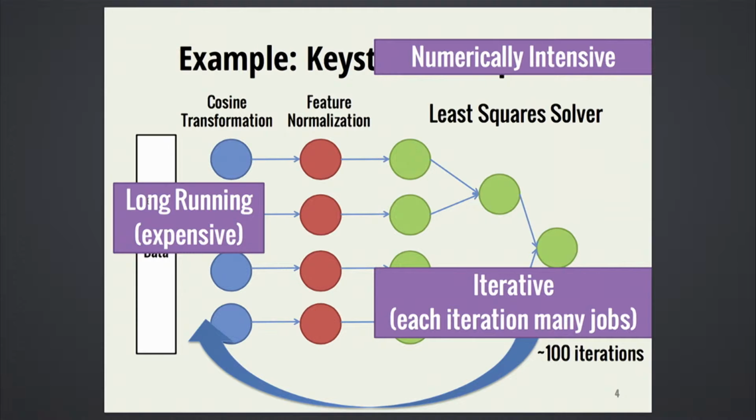Each iteration could span many jobs. So for example, in this previous slide that I had, each iteration runs a cosine transformation and a feature normalize, et cetera. So you have a complex DAG that's getting executed on each iteration. And finally, as a result of being iterative, a lot of these workloads are really long running. So to train state-of-the-art image recognition models or some of these speech models, it may take many hours or a few days to run, even on a large cluster of hundreds of machines.